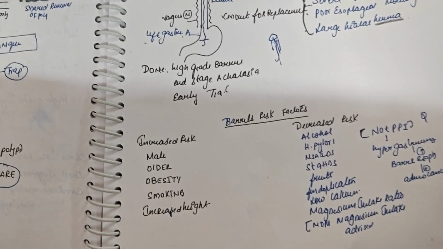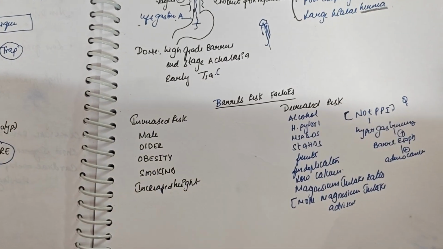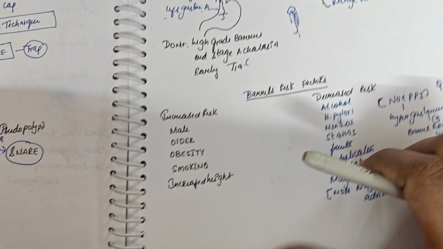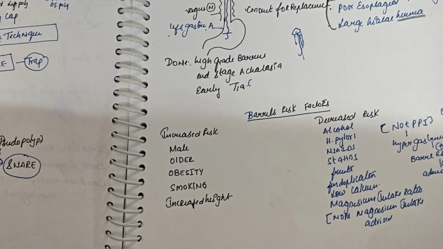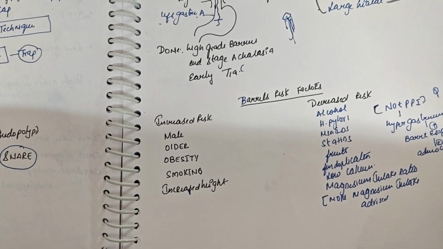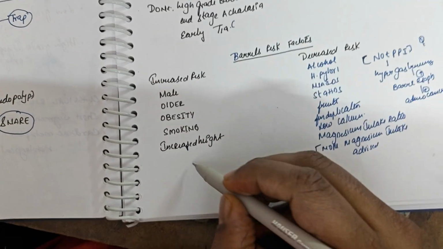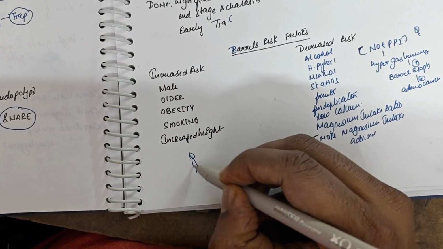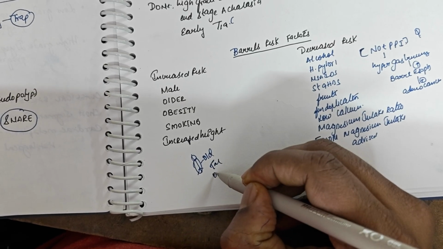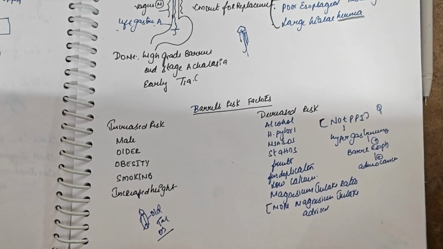Now, you should also understand the risk factors for Barrett's esophagus. Male sex is a risk factor. An older male who is obese and smoking has increased risk. You can picture an old, tall, fat, obese guy who is smoking and is male. All of these increase the risk.